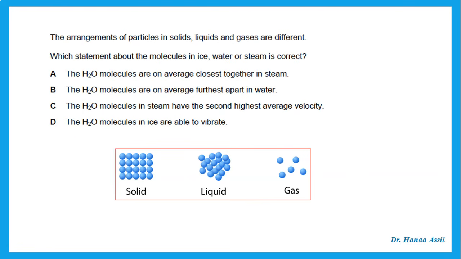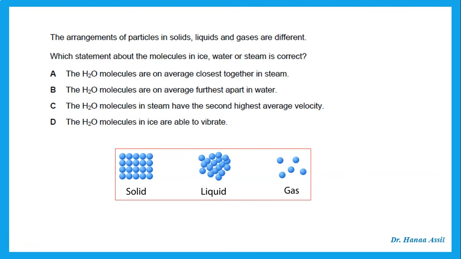What we call water is the liquid form, and steam is the gas form of water. So which of these statements is correct? He's saying the water molecules are on average closest together in steam. No, steam is a gas, so that's wrong. The water molecules are on average furthest apart in water. No, water is a liquid. The molecules of water should be further apart in the form of steam or in the form of a gas.